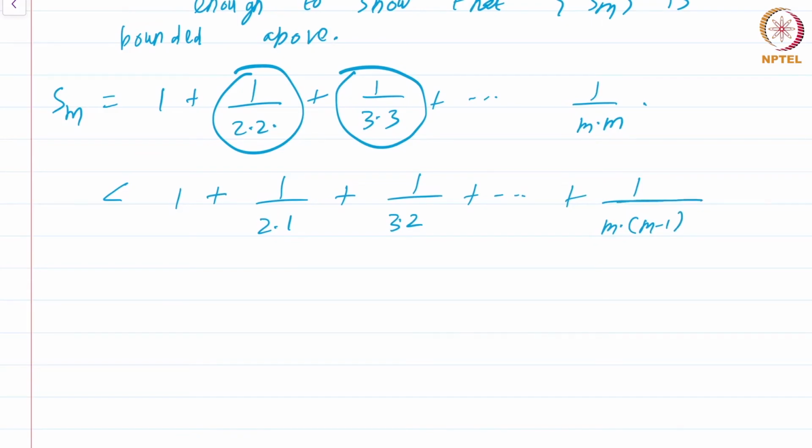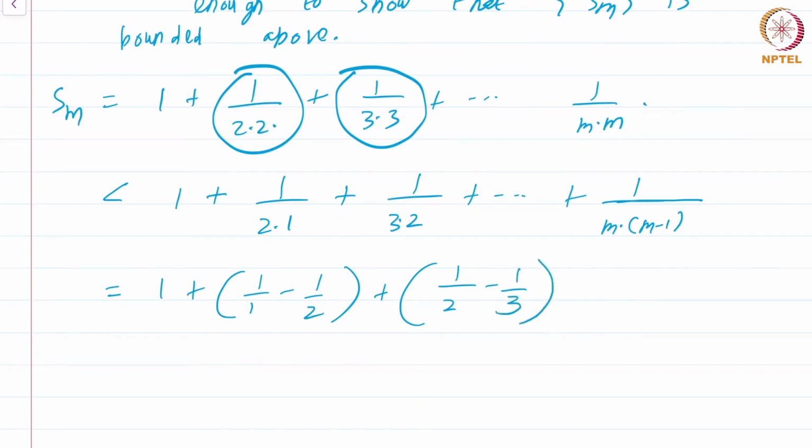Fine. Now here is the trick. This is equal to 1 plus (1 by 1 minus half) plus (1 by 2 minus 1 by 3) plus ... plus (1 by m minus 1 minus 1 by m). That this is correct is just basic arithmetic from 5th standard. How has this helped us?